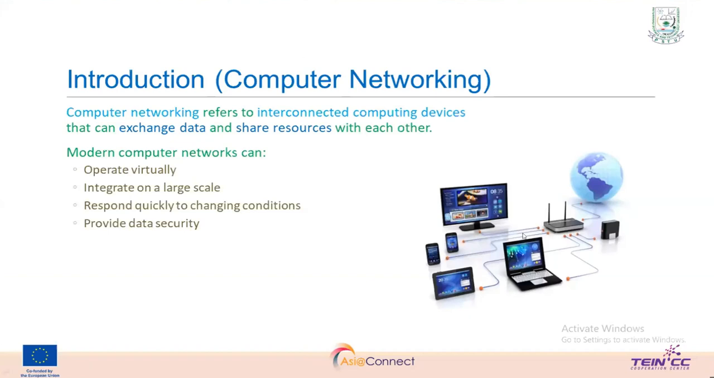In the figure, we can see a communication or computer networking model. A router is connected to some PCs, mobile devices, laptops, iPads, and other devices, and connected to global networks or the internet. It's actually a physical infrastructure by which the devices are connected to each other. But in modern times, a computer network can also operate virtually. It can integrate on a larger scale, respond quickly to changing conditions, and provide data security.